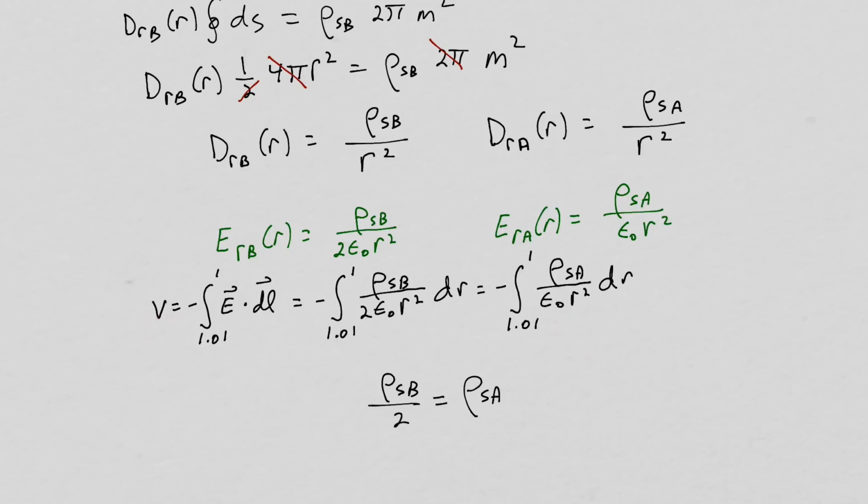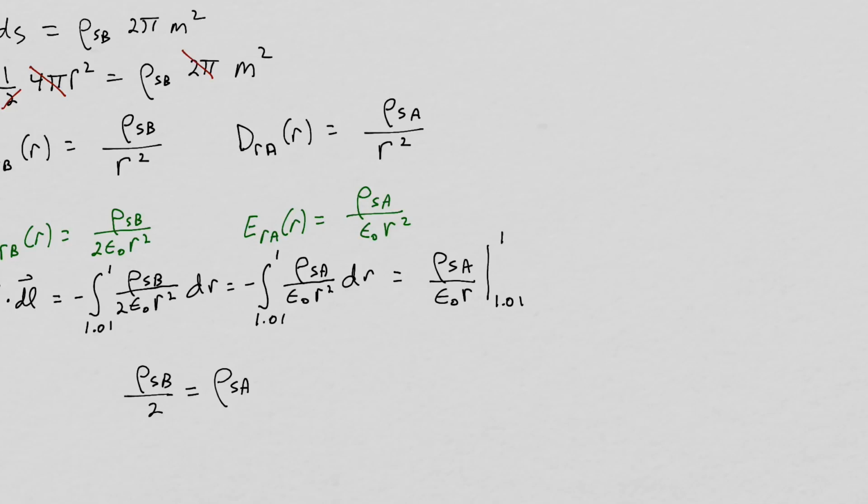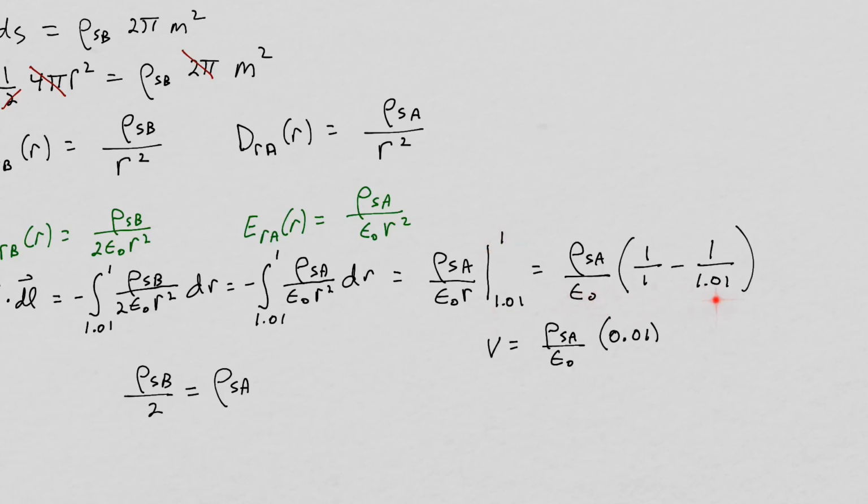The integral of dr over r squared is minus 1 over r. So here is the result of the integration, and our limits of integration are 1 and 1.01. So completing the integration, we get the potential across the two conductors is rho sub SA over epsilon sub 0 times 0.01. Now let's find the charge on our capacitor.